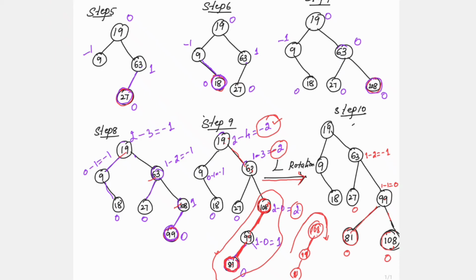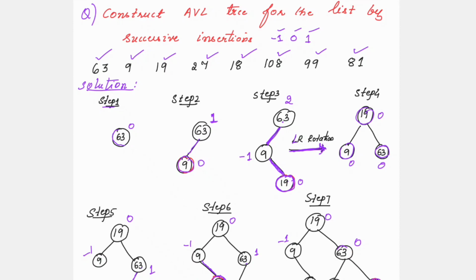And then let us check for 19 now. For 19 you have 2 minus 1, 2, 3. This also became balanced. 2 minus 3 equals -1. Node 9, 0 minus 1 equals -1. Node 18 is 0. So the final tree, the last step in step 10, whatever tree you got is a balanced AVL tree. So let me just write the balance factors, how we calculated. I'll write here. This one is 63, this is 1.